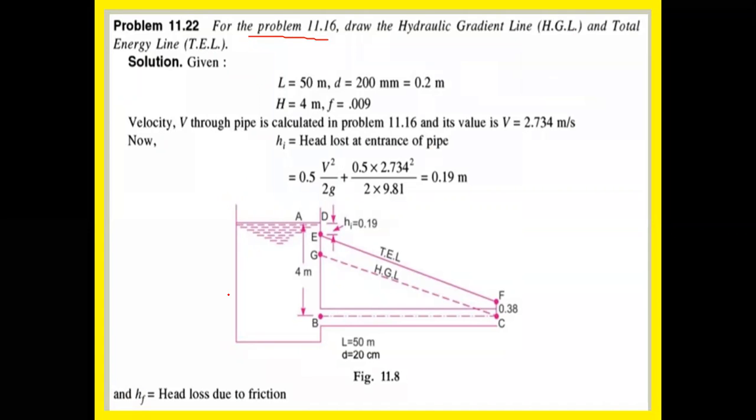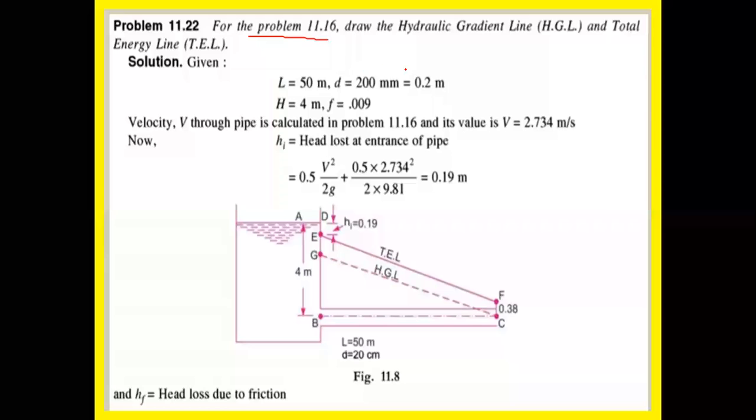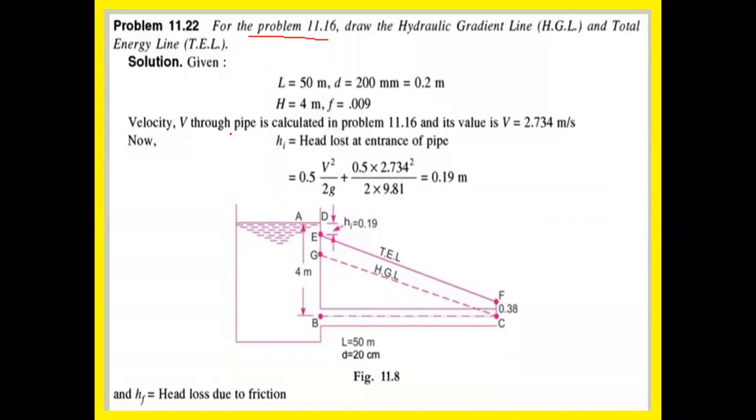Draw the same figure. Now the length is given, the d is given, h is given, and f is given from the above problem. The velocity v through the pipe was calculated in problem 11.6, by using the formula v is equal to 2.734. That is the value, and hi is equal to the head lost at entrance to the pipe. So with this figure, what we have discussed in the 11.6 problem, now the hydraulic gradient line.